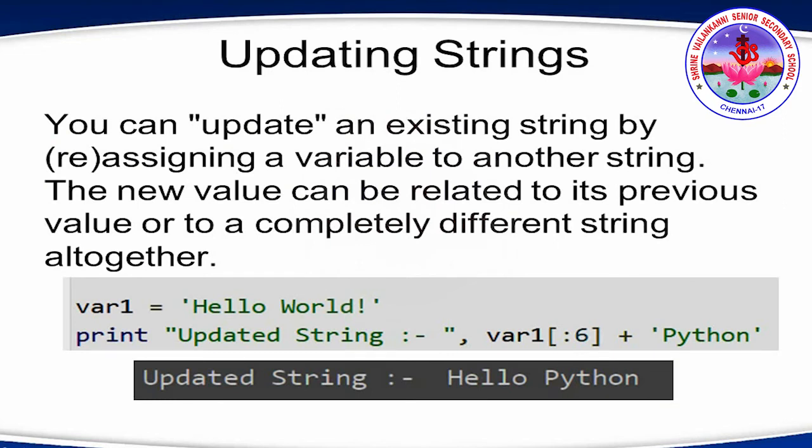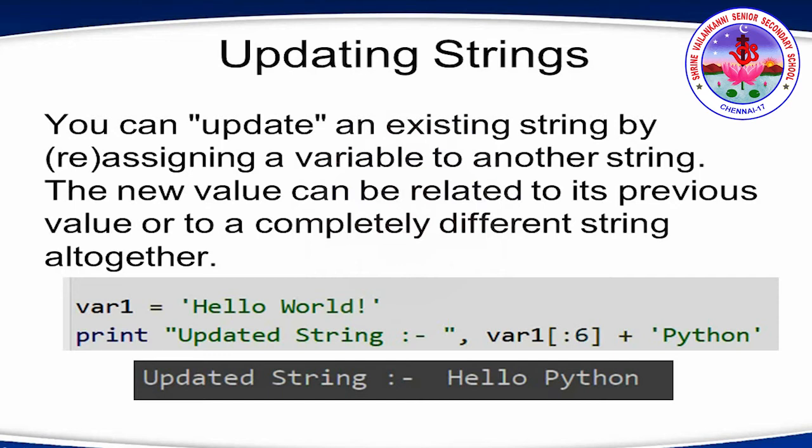Now about updating strings. You can update an existing string by reassigning a variable to another string. The new value can be related to its previous value or to a completely different string altogether. Let's see an example for this so that you understand it better.